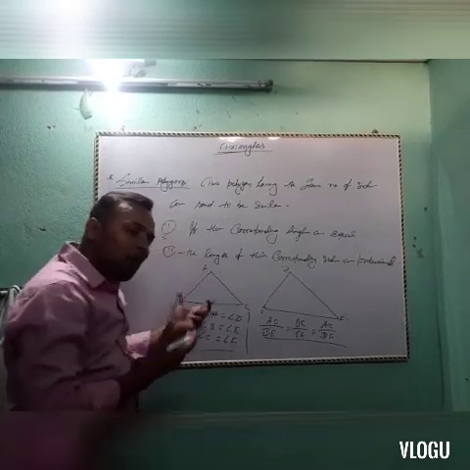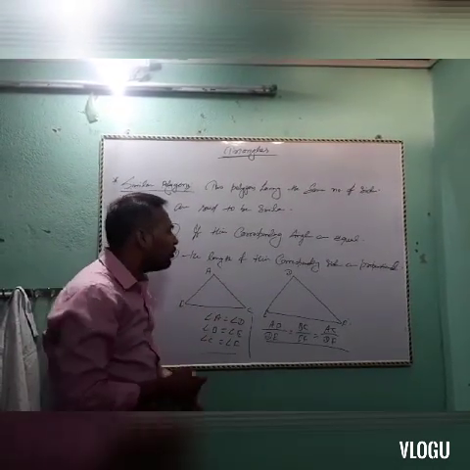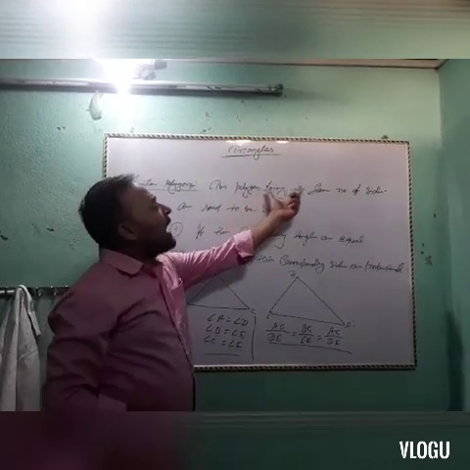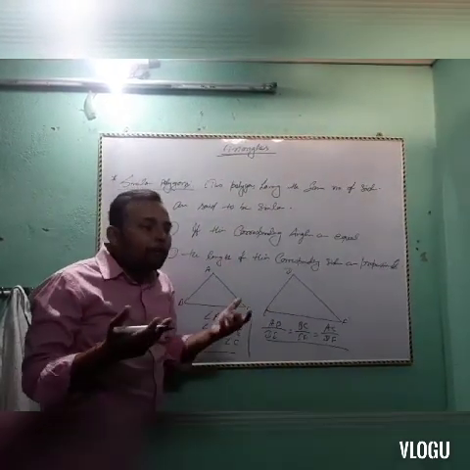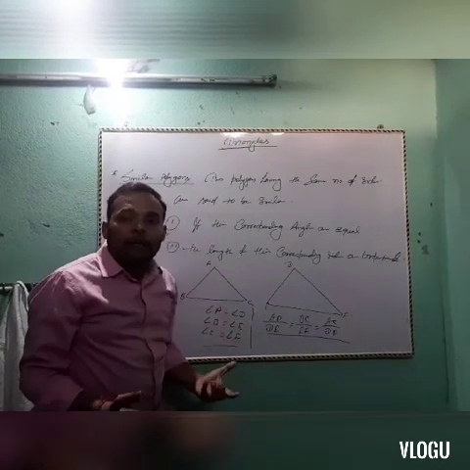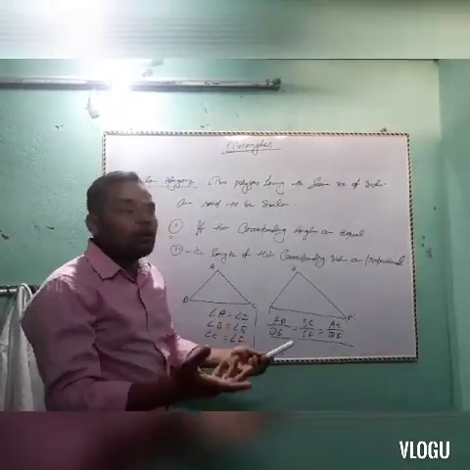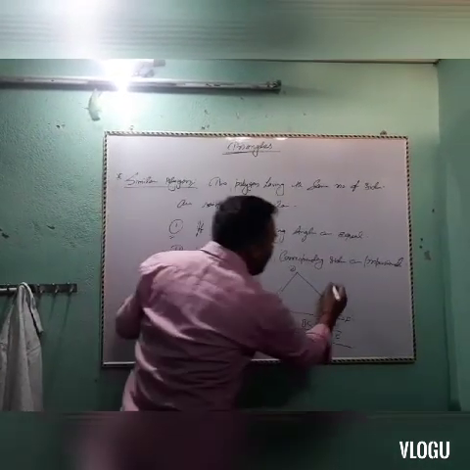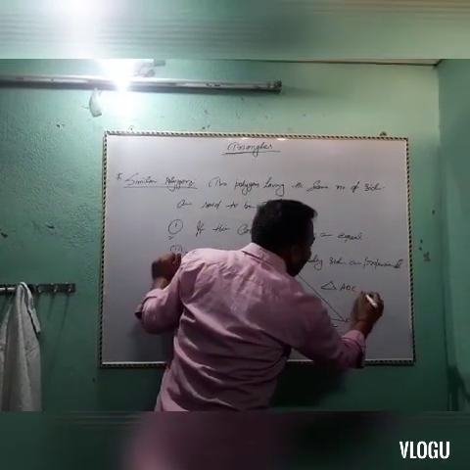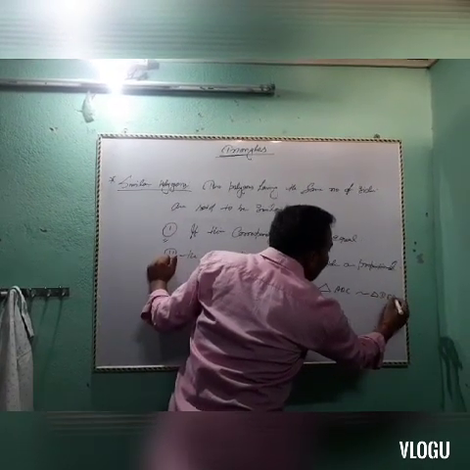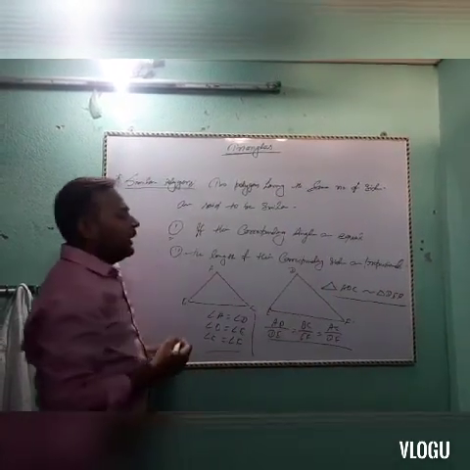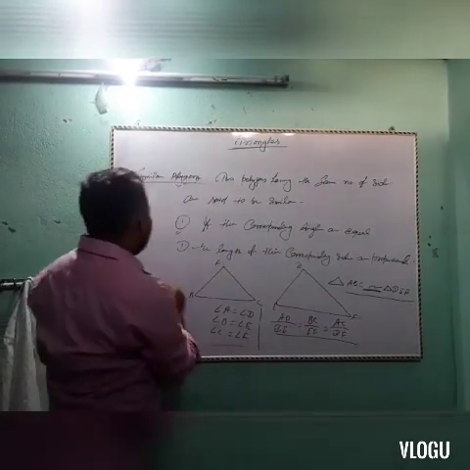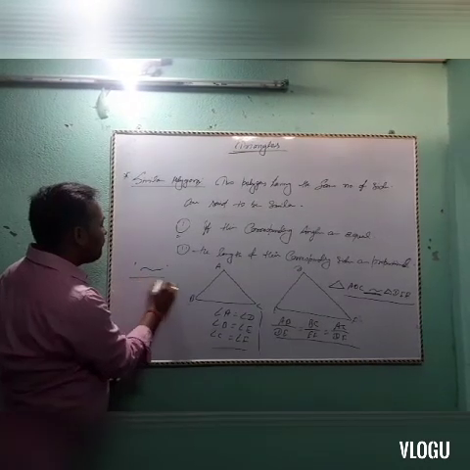Both conditions are followed in any two polygons having the same number of sides: triangle, quadrilateral, pentagon, hexagon, heptagon, octagon, any polygons. So we say that triangle ABC is similar to triangle DEF. This symbol is used to represent similar.